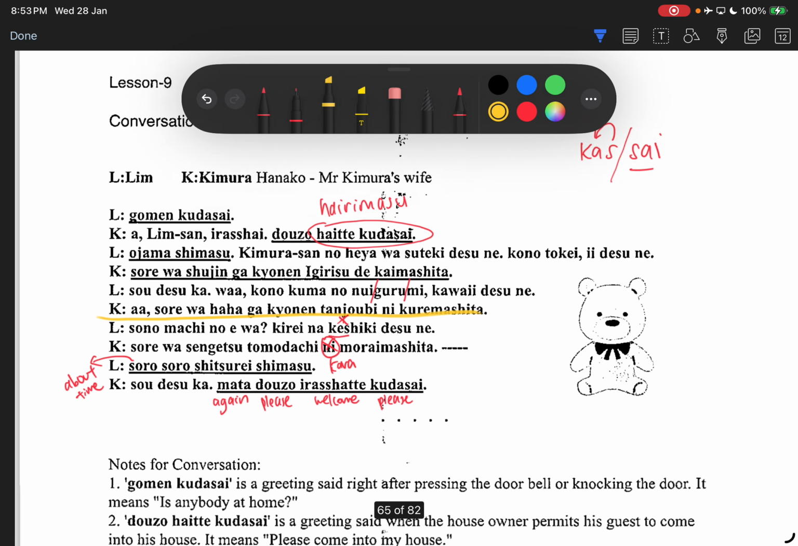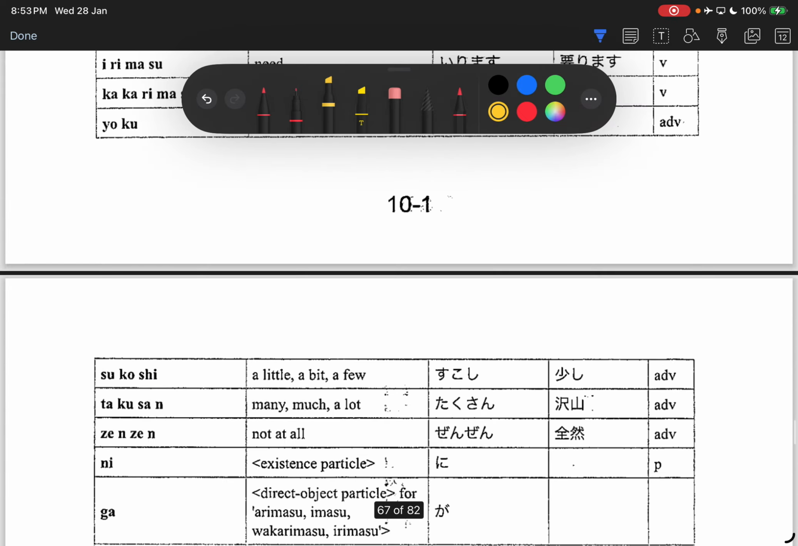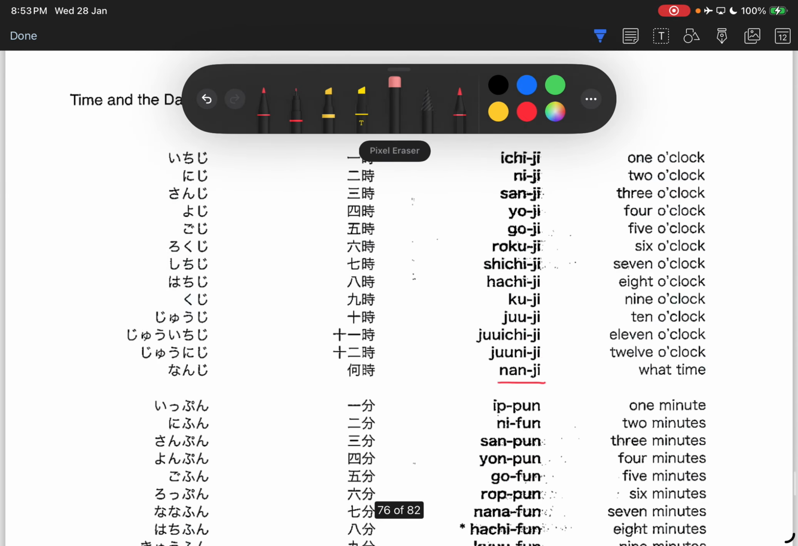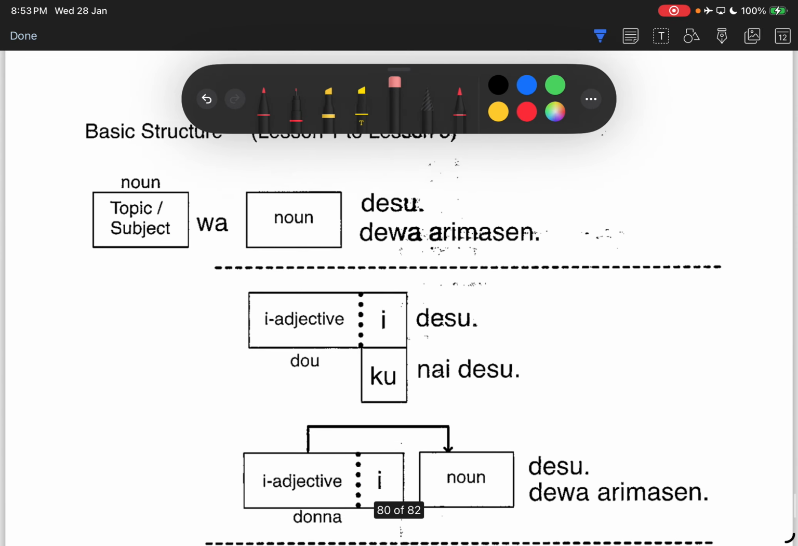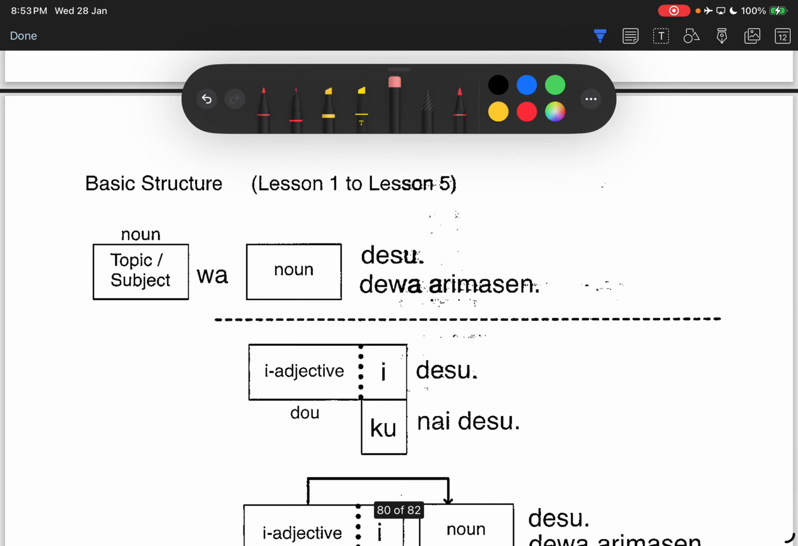No questions. Okay, so now we go all the way to the back. We see this one page, basic structure, lesson 1 to 5. All the way at the back. This is the appendix.